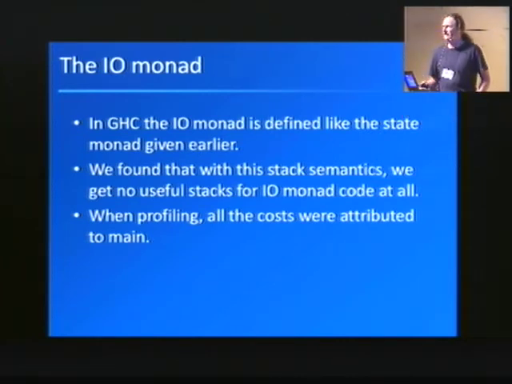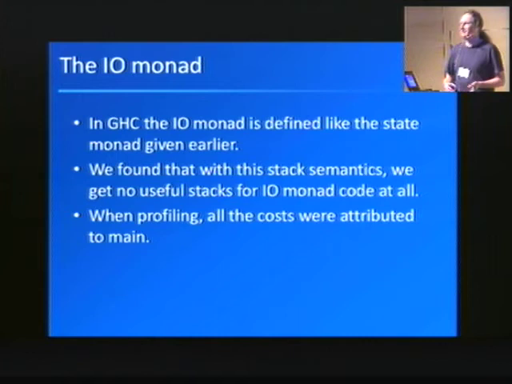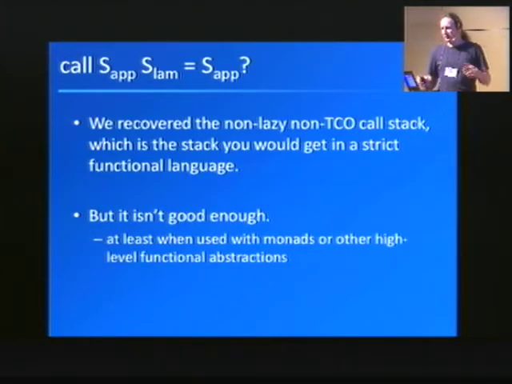So, when we tried this in GHC, we tried to profile programs that had lots of I/O in them, and all the costs of the I/O was just attributed to main, so there's no information at all. So where have we got to?